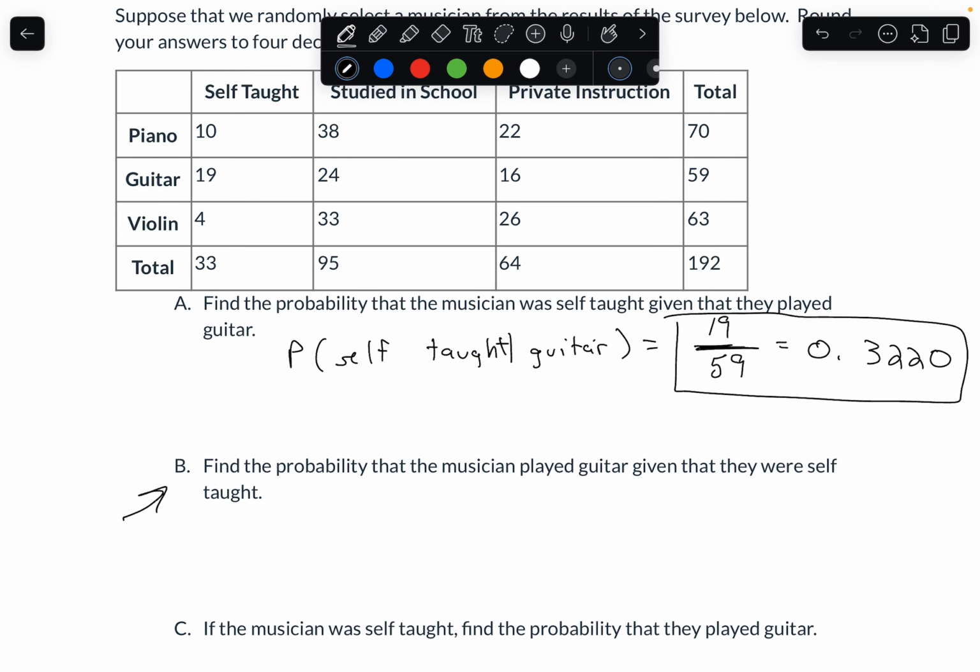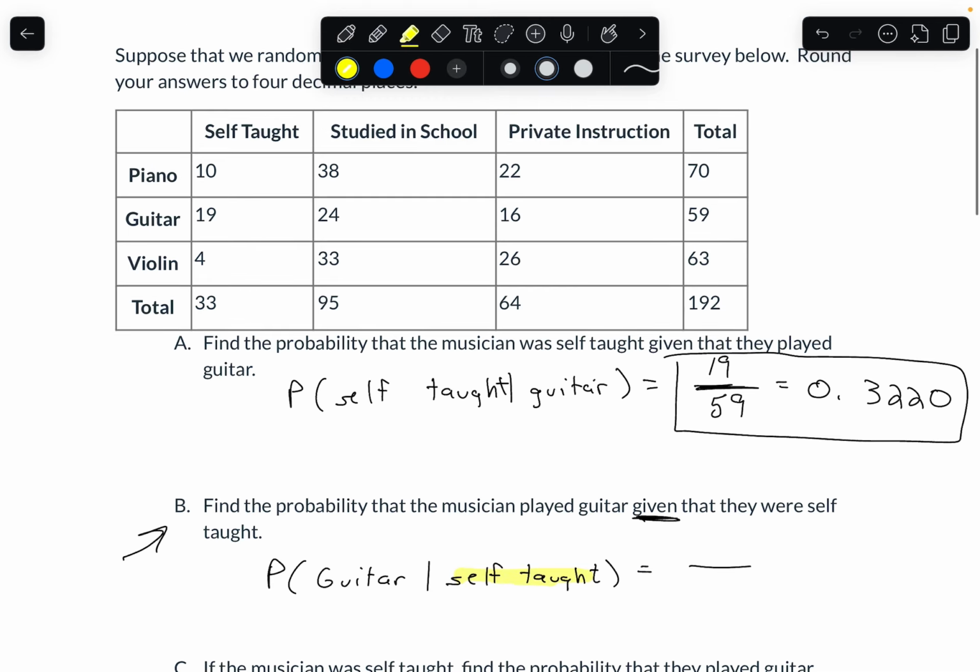Part B says, find the probability that the musician played guitar given that they were self-taught. Now, I've taken that and I've reversed it. I still see that word given right here, which is really helpful. I want to find the probability that they play guitar given that they were self-taught. So I know in this instance that the individual was self-taught. That means I am only considering the individuals in the self-taught column. That is the only set of numbers that I care about.